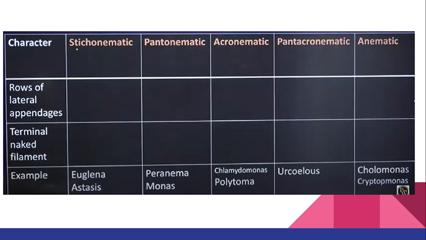Now, let's fill this table and understand this concept. We have studied Stichonematic, Pantonematic, Acronematic, Pentachronematic, and Nematic. You are supposed to draw this table. Now, the rows of lateral appendages. How many rows do we have in Stichonematic? Only one row. What about Pantonematic? That is two or more. What about Acronematic? Fill this. What about Pentachronematic? The same, 2 or more. What about Nematic? It is absent.